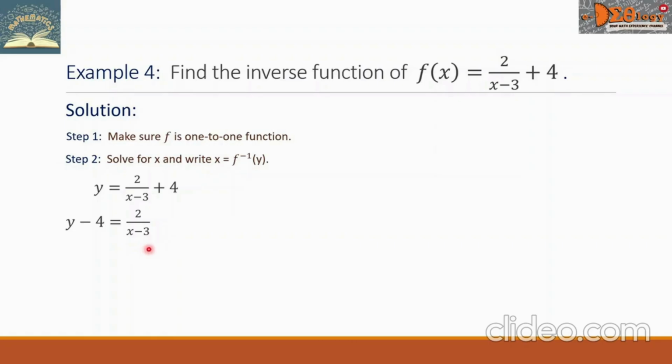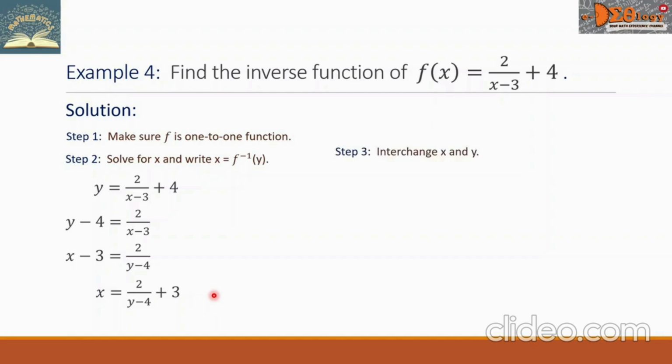From here, we cross multiply this x minus 3 by y minus 4. Or we say that we exchange position of the two binomials. So the x minus 3 comes to the left, the y minus 4 comes as denominator of the fraction. So it becomes like this. Then we isolate the x. The negative 3 we transpose to the right. The negative becomes positive 3. This is now our equation.